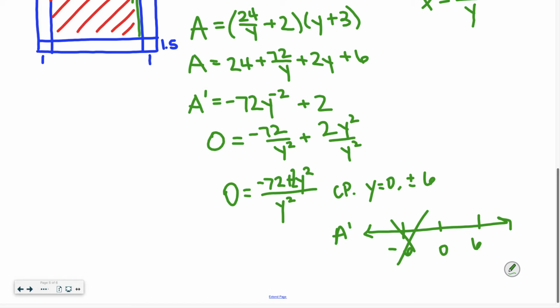Really, you don't need to test the other side of 0. Well, let's do it just in case. If we plug in a negative number, a negative number. If we plug in a number between 0 and 6, and how about on the other side of 6? Hey! Just like we wanted, right? We want a minimum. So y equals 6 gives us our minimum.